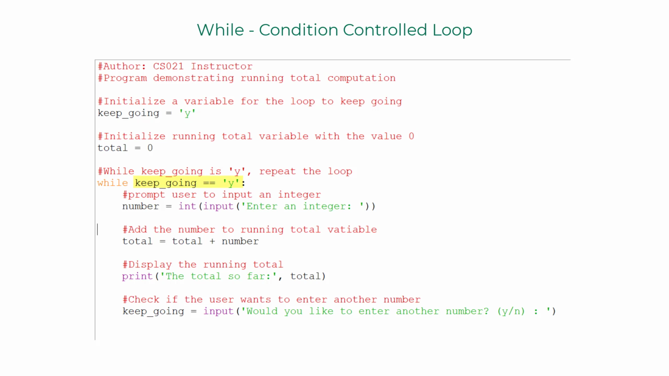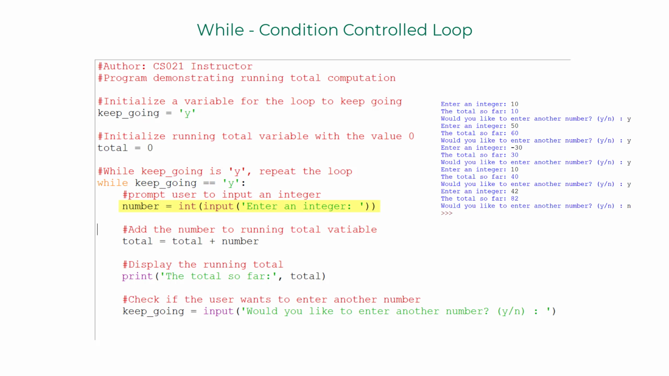As the value in keep_going variable is character Y, this condition is satisfied and the program enters the scope of the while loop. The program takes an integer as the input from the user and adds it to the variable total. The result is reassigned back to the variable total. This way, the running total in every repetition of the loop is accumulated in the variable total.